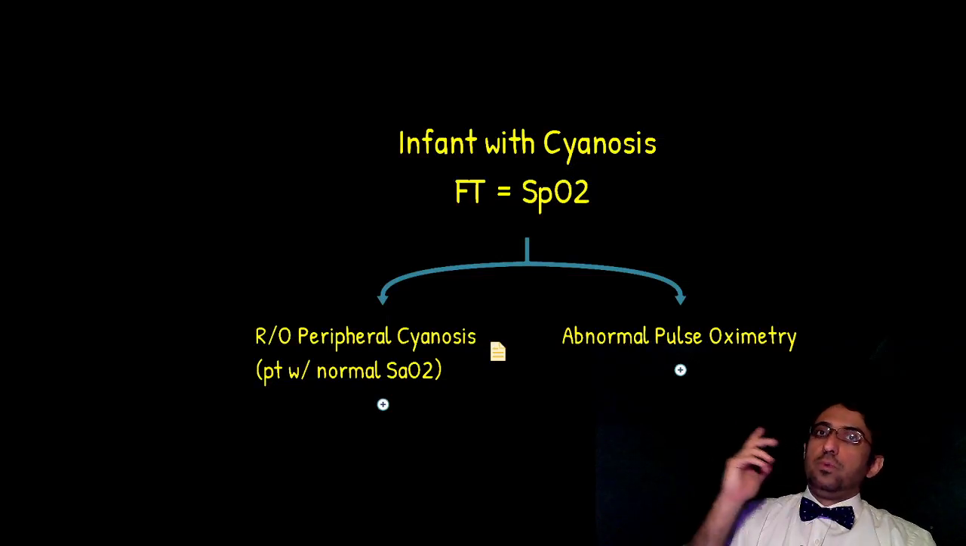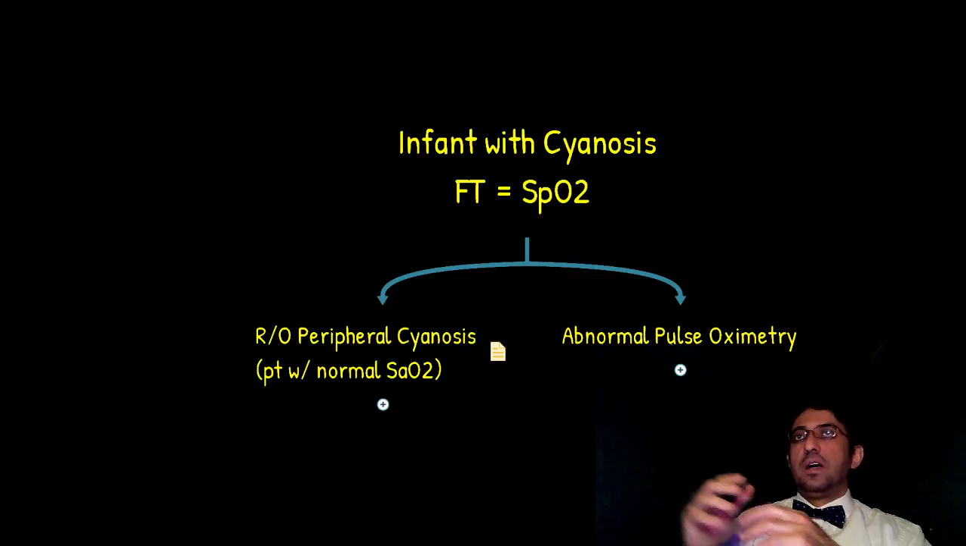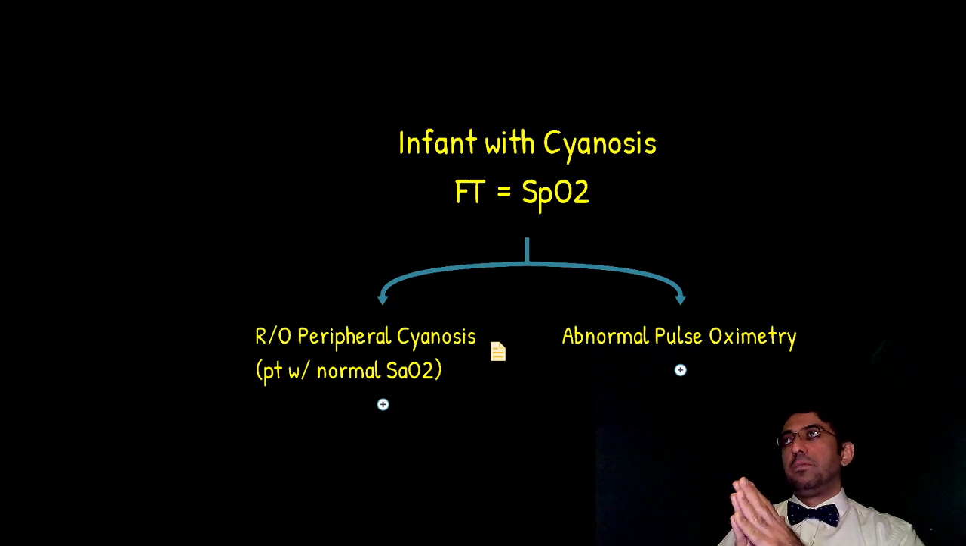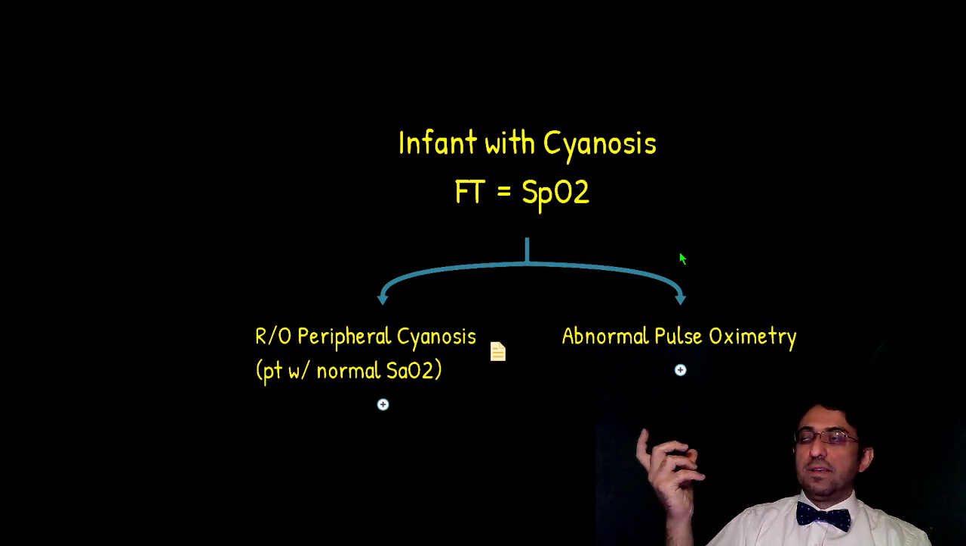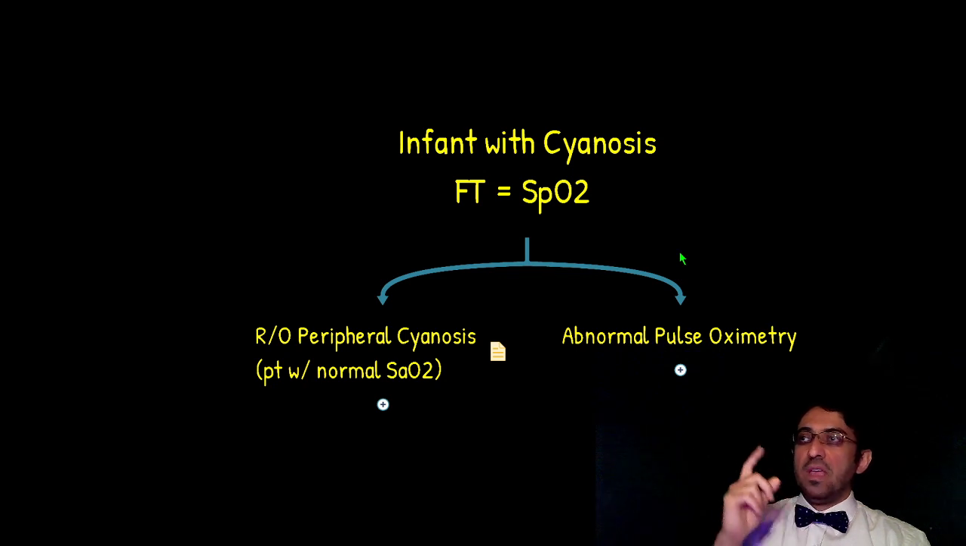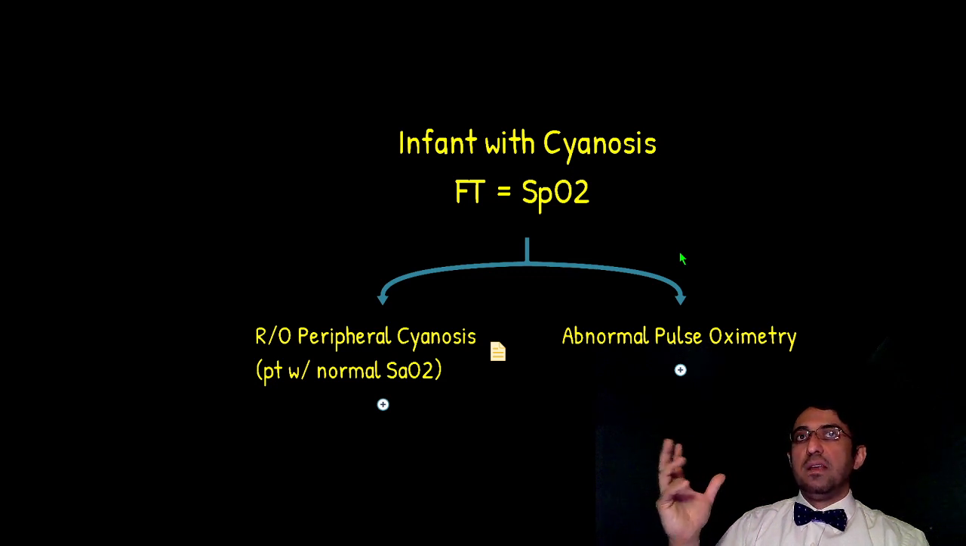In this episode, I would like to provide a simplified and high-yield algorithmic approach to an infant who presents with cyanosis. So the core index case is an infant with cyanosis. What is the very next step in the assessment? If the infant is otherwise stable hemodynamically, we focus on assessment of oxygen saturation.